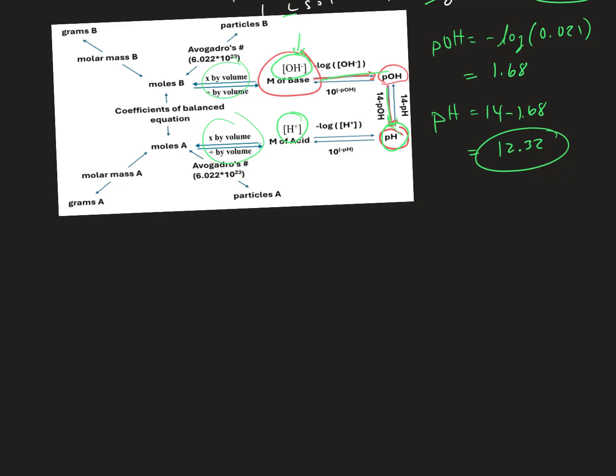Any other questions on section 4? How do you do the 2.3 grams? All right, let's do the very last one. 2.3 grams of calcium hydroxide in 1.85 liters of solution. So we just want to find the pH. What do we have to find first?